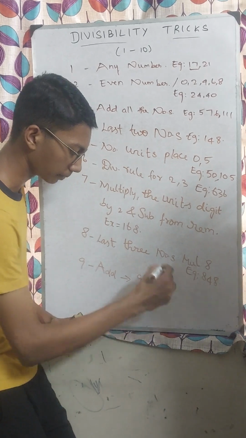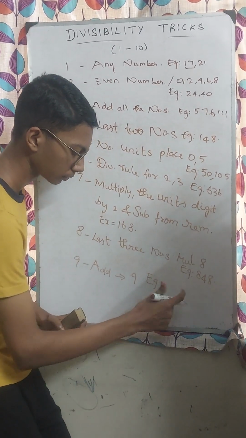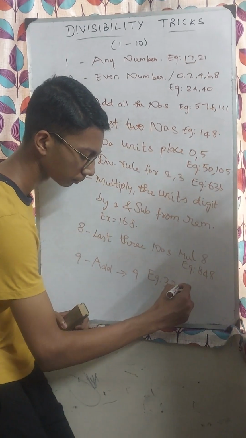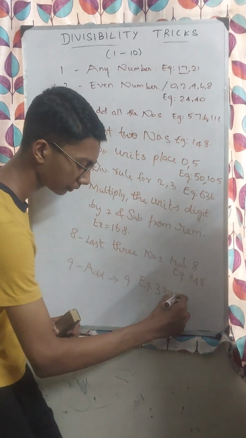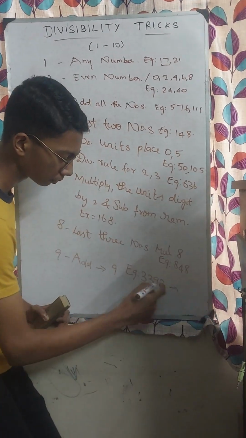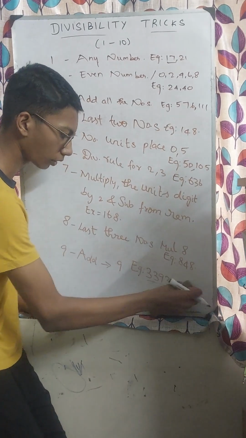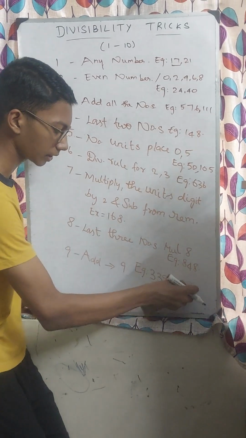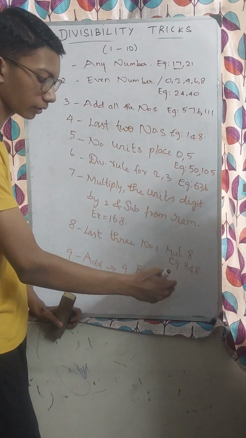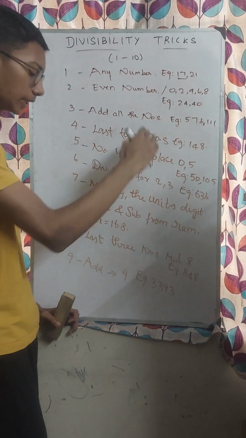Let's take an example. Let's say 33093. All these numbers, if we add, give 18. This is a multiple of 9. So this number is also a multiple of 9. This is very similar to the number 3. Just the thing is, we need to get the sum to be a multiple of 9. In the case of 3, it can be any multiple of 3.